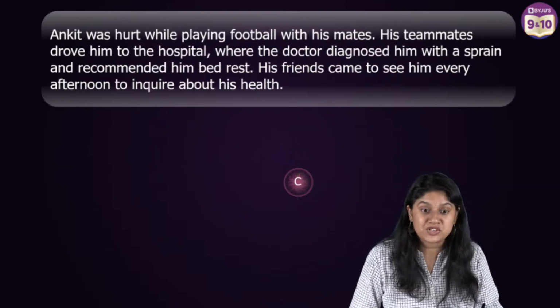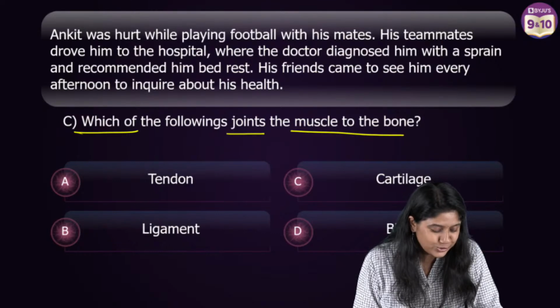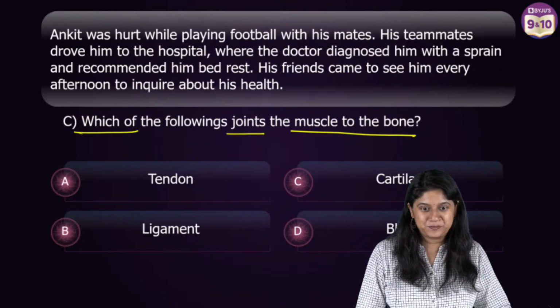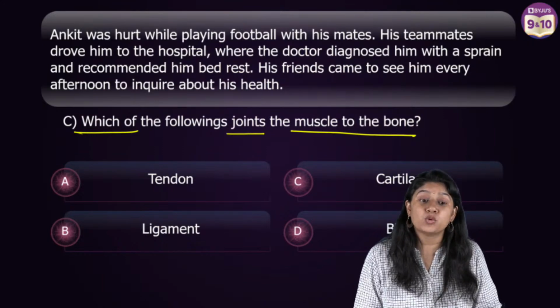Okay. Next question, everyone. Which of the following joins the muscle to the bone? Now, all of you know the answer. Bachche, the B is a smooth muscle.